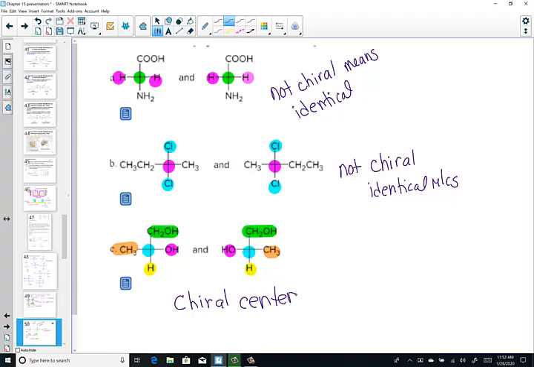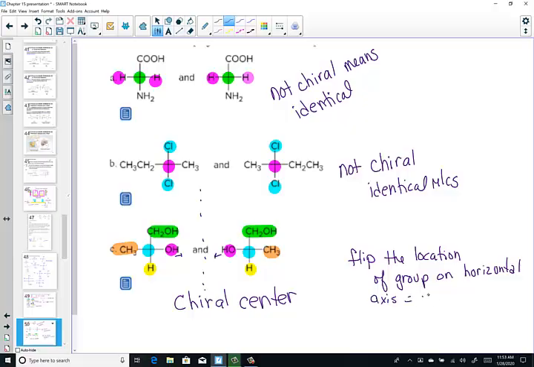Now, if they are spinning in opposite directions, they're mirror images. Imagine this mirror. Is it reflecting upon itself? The OH is closest to the mirror, both sides. Notice that all we have to do to write its enantiomer is flip what's on the horizontal axes. That's all you need to do to check. Flip the location of groups on horizontal axes to create the enantiomer. Leave those verticals alone and only flip the direction on the horizontal axes. That creates an enantiomer, a non-superimposable mirror image.